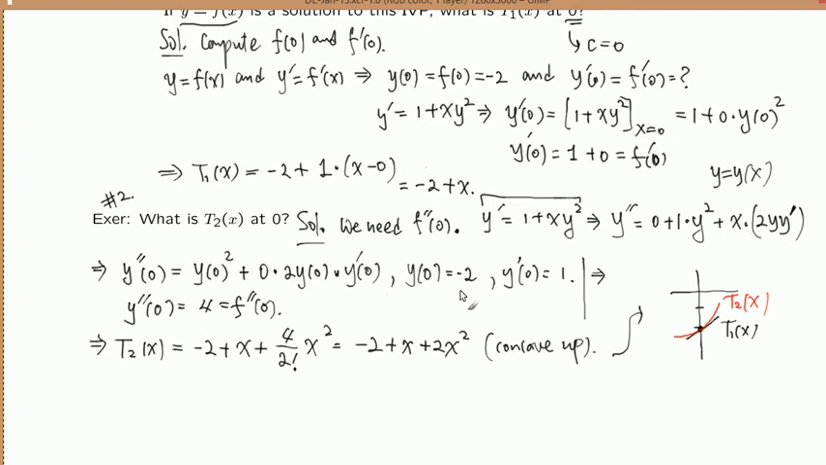Okay, so y of 0 is negative 2, that's a part of the problem. And in the earlier part, we computed y prime of 0 being 1. So we know everything in here. It turns out to be 4. 4 is not the coefficient of this term. You have to divide it by 2 factorial. Remember that Taylor series thing? Yeah. So this is the quadratic polynomial.